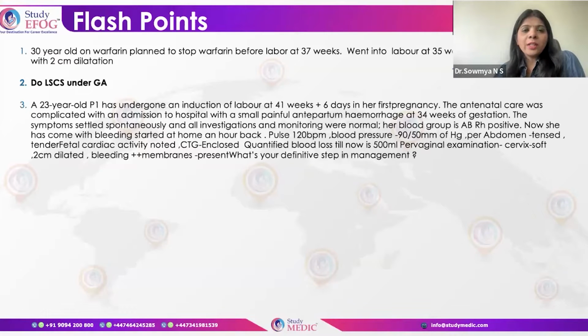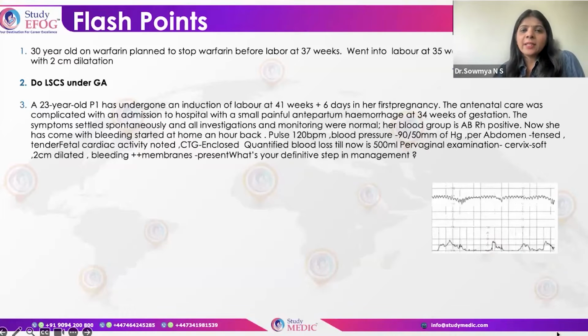Next one here, what is happening? It's a case of APH with a maternal compromise. You can see pulse 120, blood pressure is 90/50, tachycardia, hypotension. There is an element of hemorrhage, and you can see this is a sinusoidal pattern.